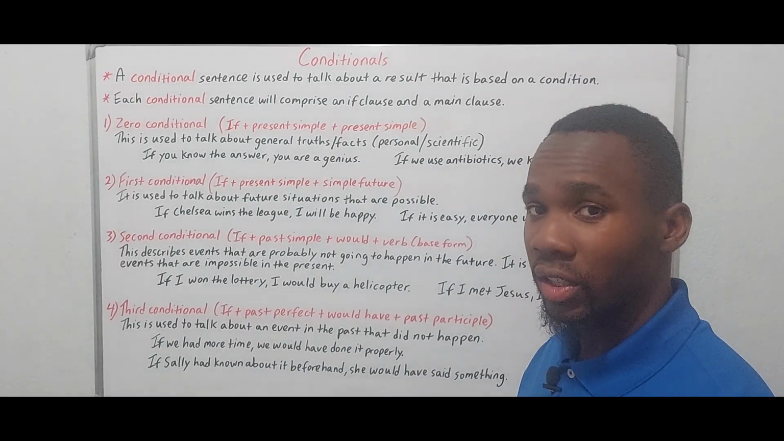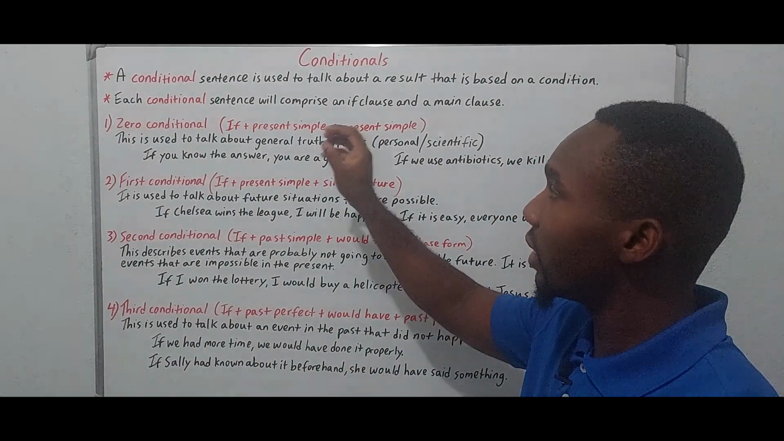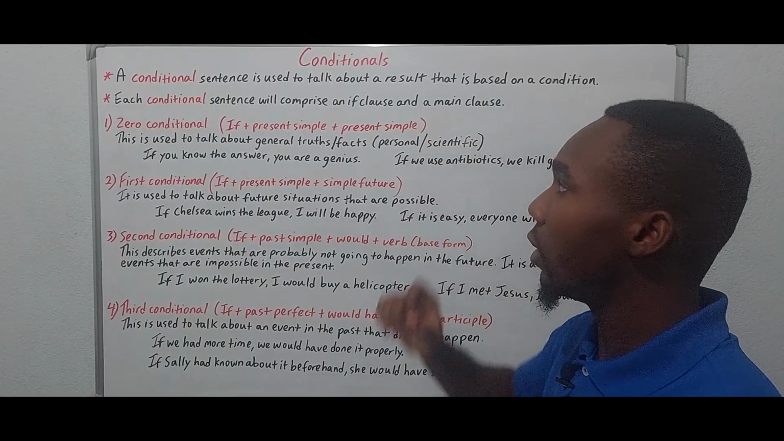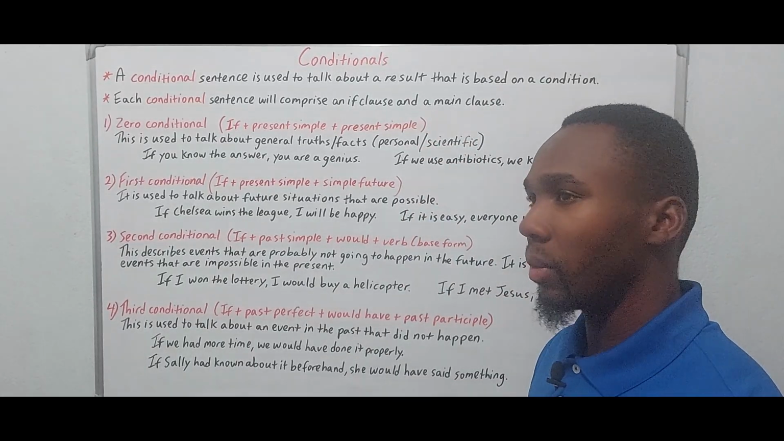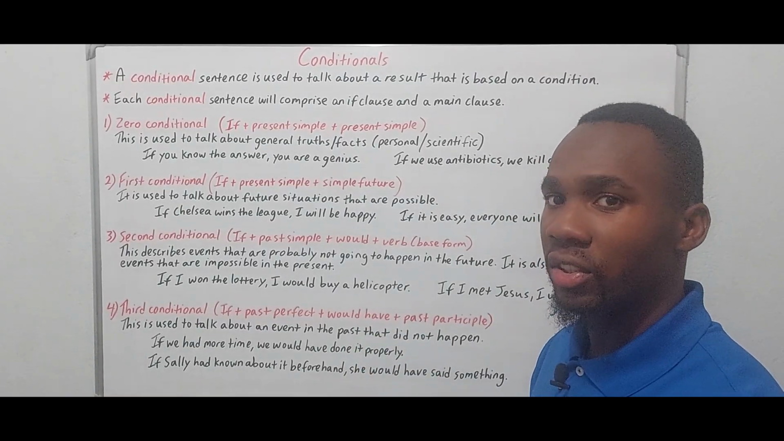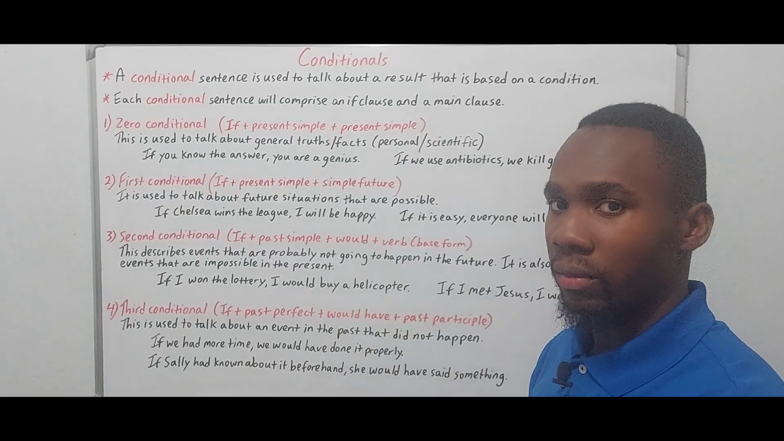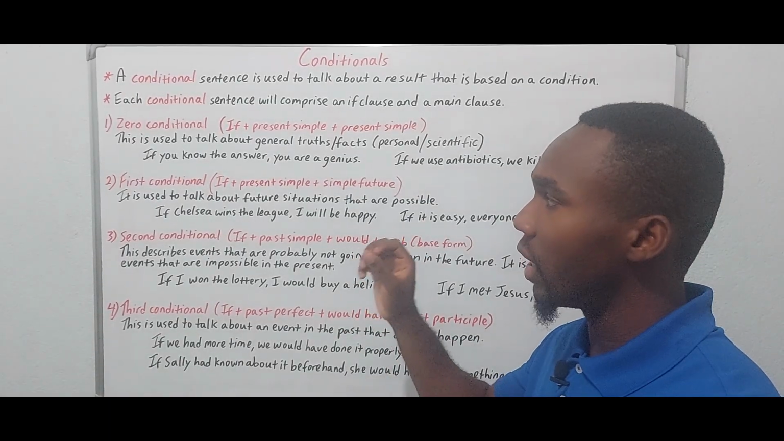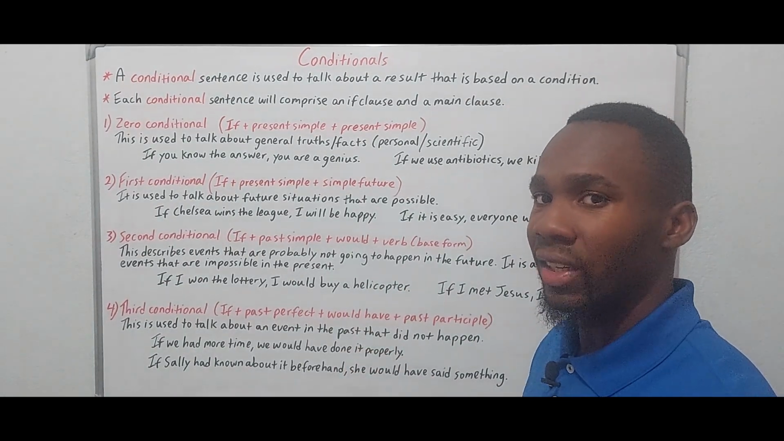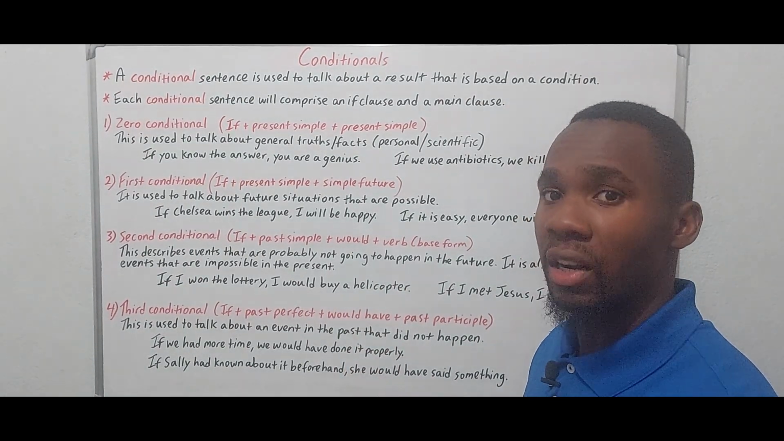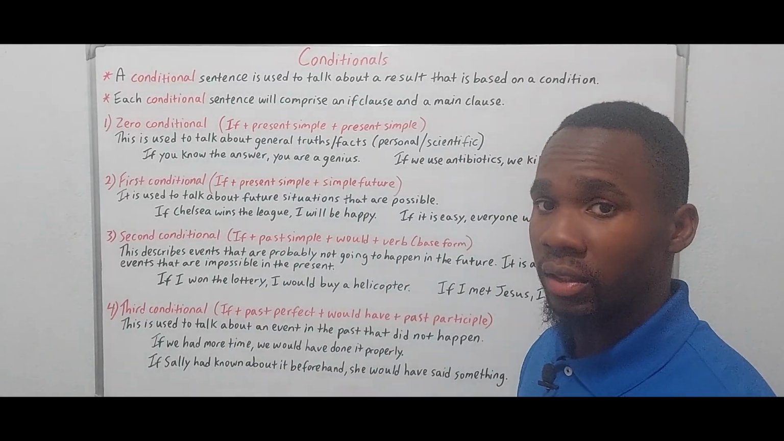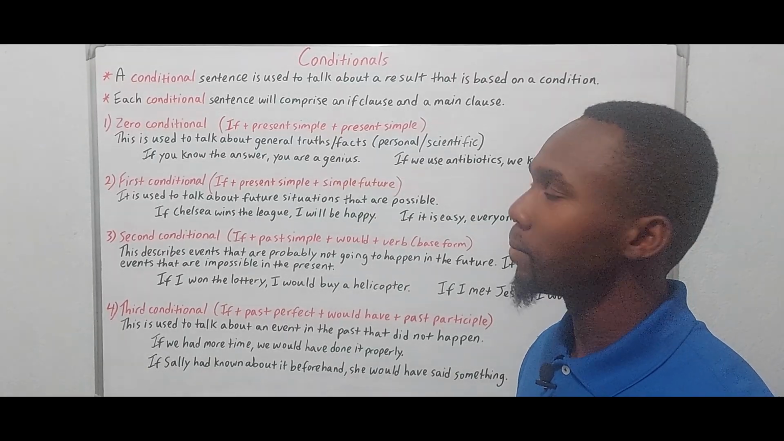Now, what are conditionals? A conditional sentence is used to talk about a result that is based on a condition. We are talking about probability, likelihood, etc. So we have a condition and then we have a result. All the conditionals that you see on the board are going to talk about different types of scenarios, and they will vary based on probability and time, right?